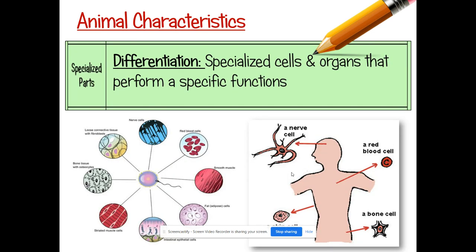All animals have specialized parts. This is a term that's in your book called differentiation. This is when cells are specialized to do a certain job. So they're specialized in the shape that they have, they're specialized in the organelles that they have inside of them, etc., because they need to do certain things.